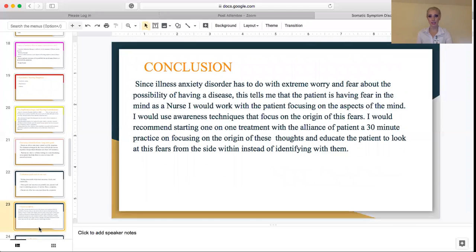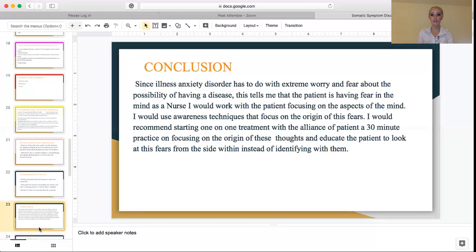We have discussed that illness anxiety disorder has to do with extreme worry and fear about the possibility of having the disease. This tells me that the patient is having fear in the mind. As a nurse, again, I would work with the patient on focusing on the aspects of the mind, using awareness techniques that focus on the origin of fear.